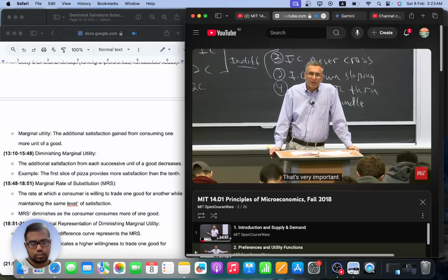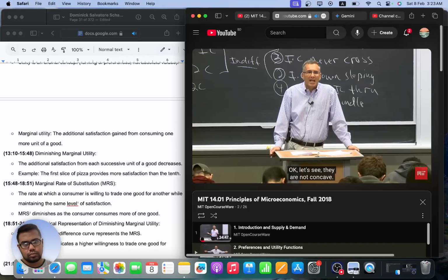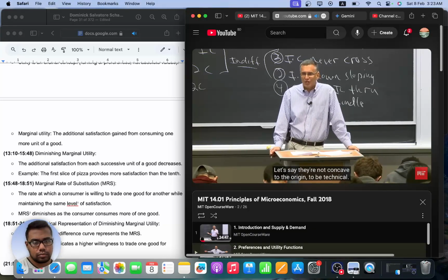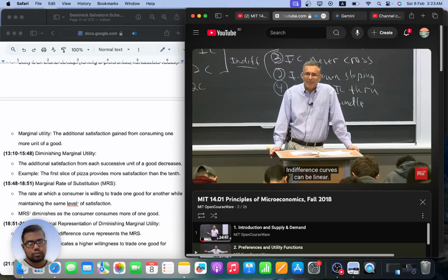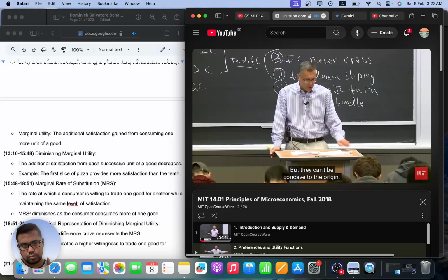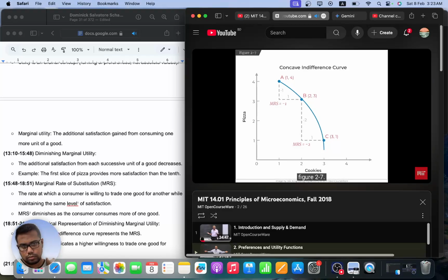It's very important. Okay, let's see. They are not concave. They're either convex or straight. Let's say they're not concave to the origin, to be technical. Indifference curves can be linear. We'll come to that. But they can't be concave to the origin. Why? Well, let's look at the next figure, the last figure, figure 2.7. What would happen if indifference curves were concave to the origin?